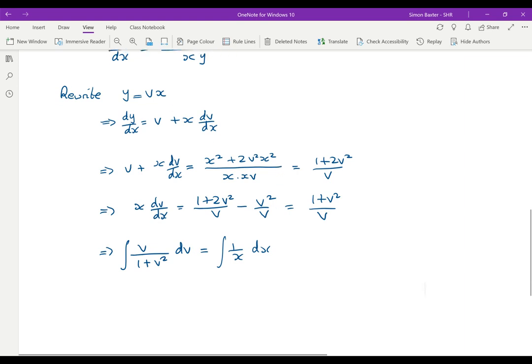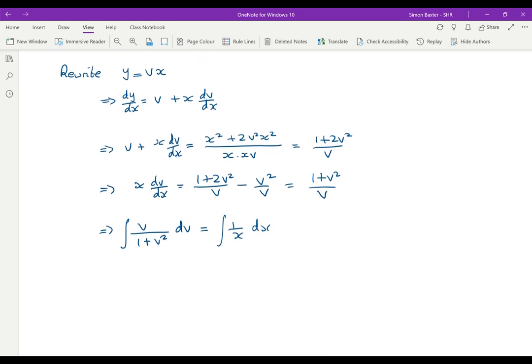We should be able to integrate both of those quite easily. The left-hand side, it looks like a log. Yes, it is. Log 1 plus v squared. Differentiate it. 1 over 1 plus v squared times 2v, I will need a half. Integrate 1 over x, that's log. And I'm going to put my arbitrary constant in as log a, which is nice.